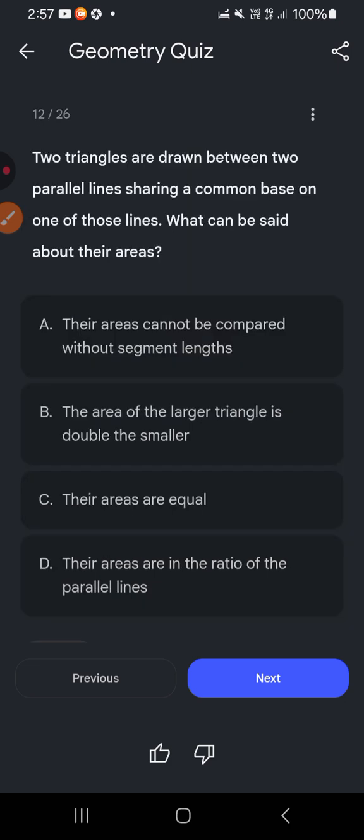Two triangles are drawn between two parallel lines sharing a common base on one of those lines. What can be said about their areas?